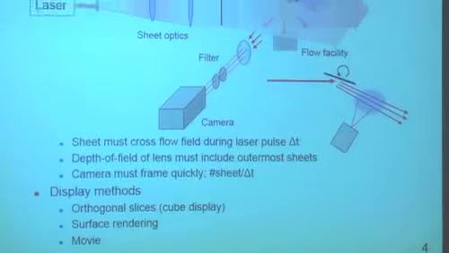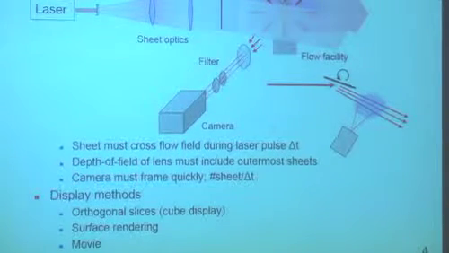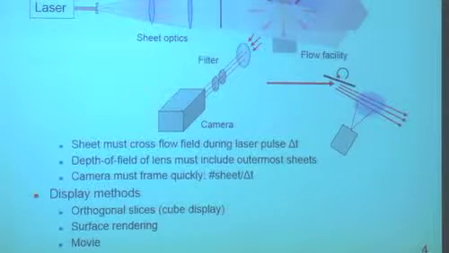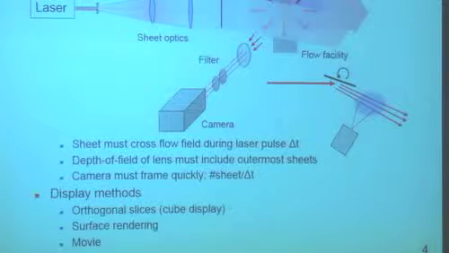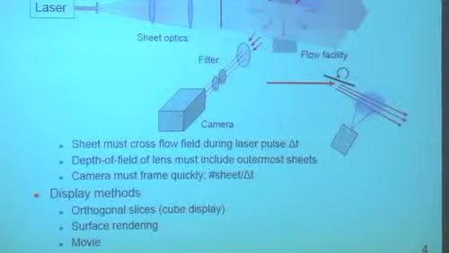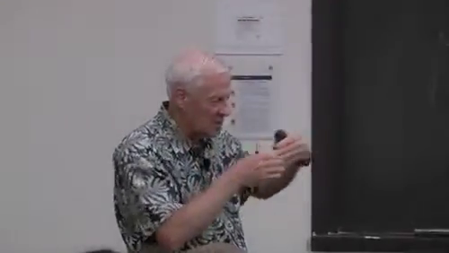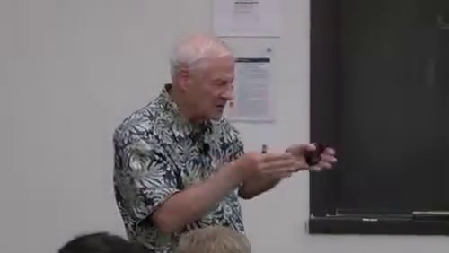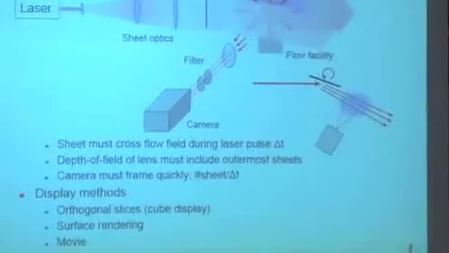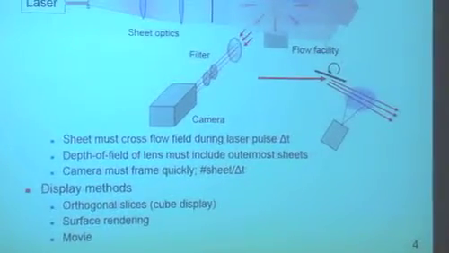Once you have this cube of data, we call it a cube of data, now you have to decide a little bit how you're going to display this data. So we got interested for some years in, well, you've got a cube of data, you store it in a computer, you can ask the computer to give you the view in any direction, and so you can play it back a lot of different ways. Called a cube display. You can look on surfaces, look inside. Once you have this cube of data, you can play movies.